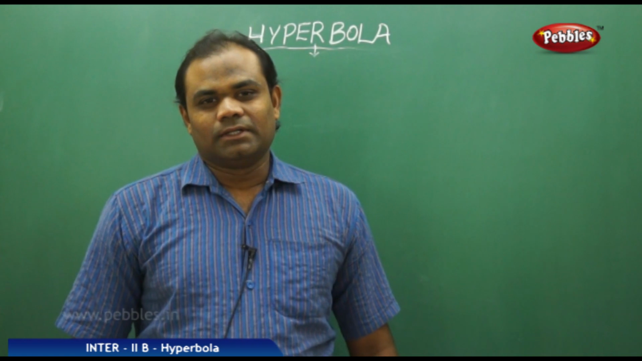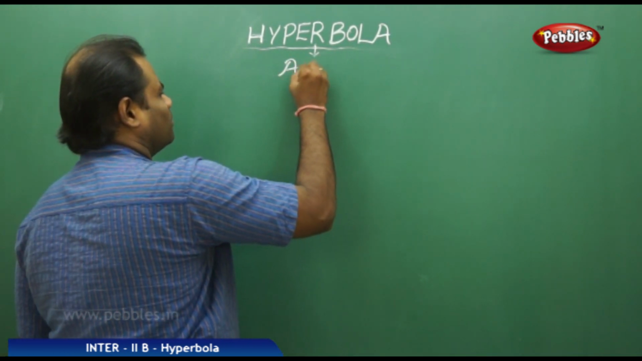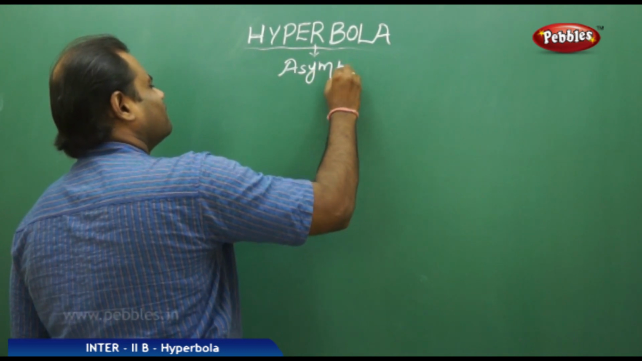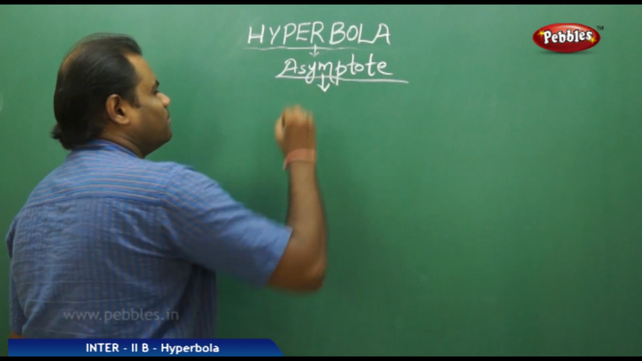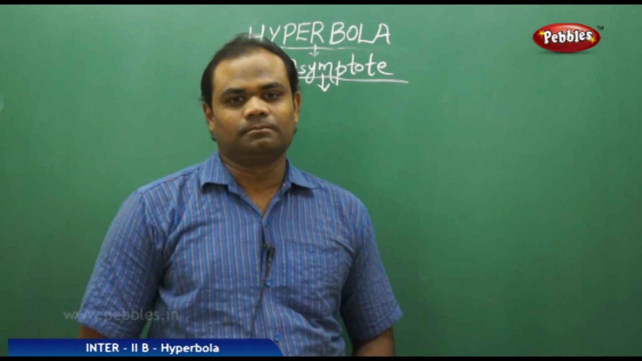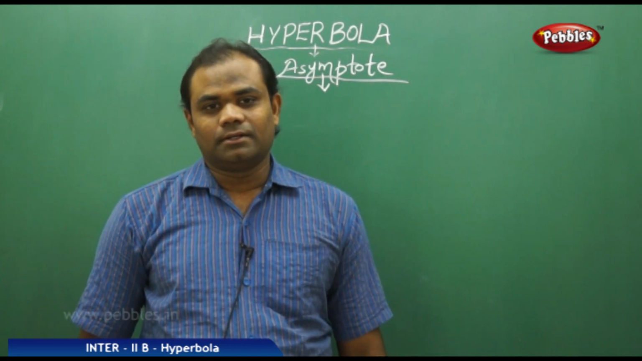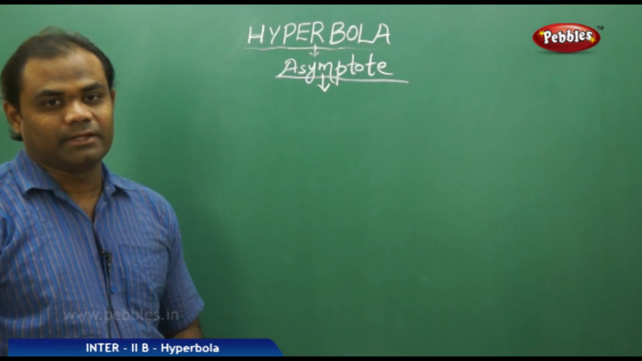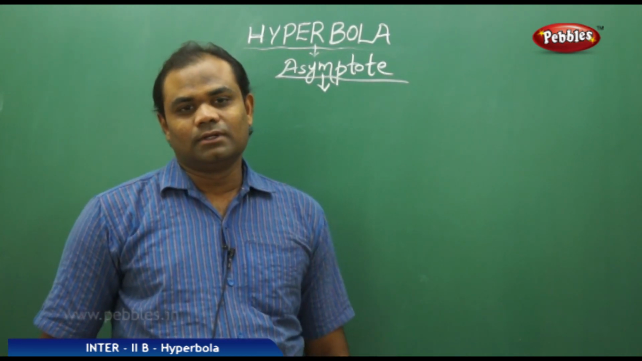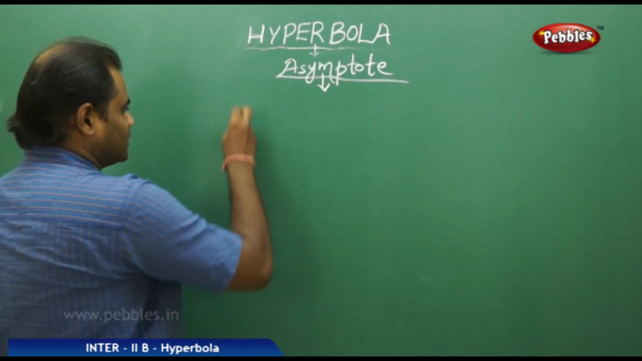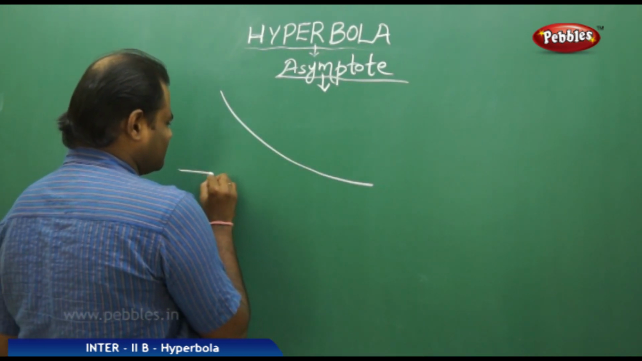Asymptote. Now next we are going to discuss the asymptote of a hyperbola. What do we mean by asymptote? The word asymptote plays a vital role in the graphing concepts of mathematics, and here let's discuss the asymptote of a curve. Say for example, if I take a curve and I take a line.